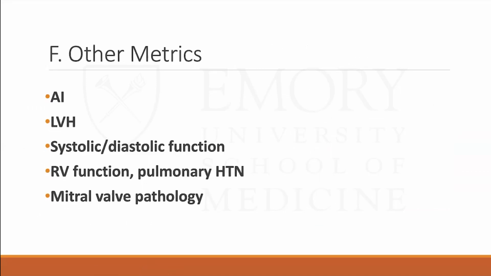Some other metrics, don't forget about concurrent AI. Make sure you look at the LV for both hypertrophy as well as systolic and diastolic function. A lot of patients with long-standing AS will have pulmonary hypertension. Get estimates of your RVSP and your RV function, and also your mitral valve, whether there's mitral valve pathology. If you have a calcified aortic valve, it's possible that you could also have a calcified mitral valve annulus. Maybe the patient also has some concurrent MS, maybe MR.